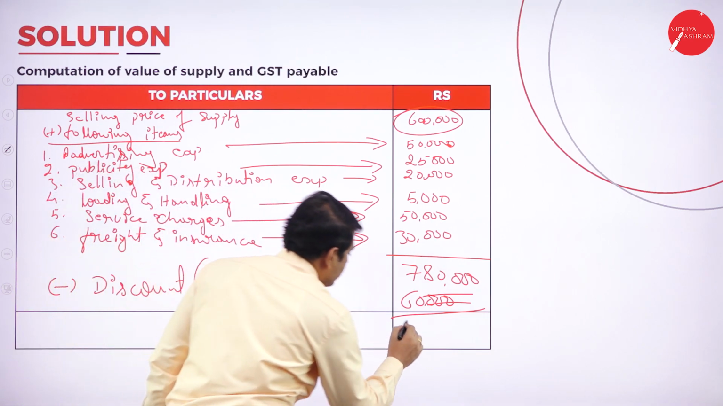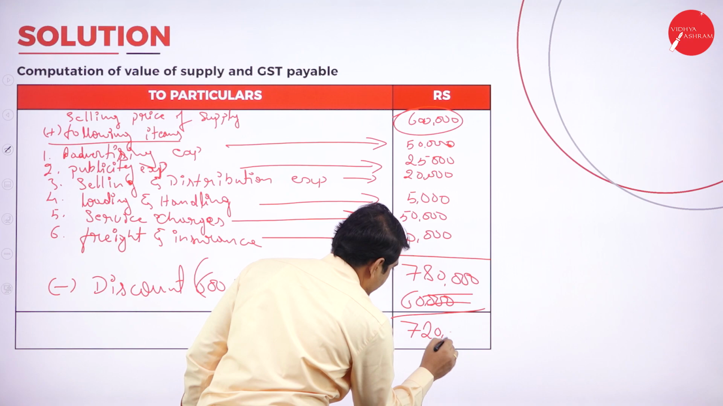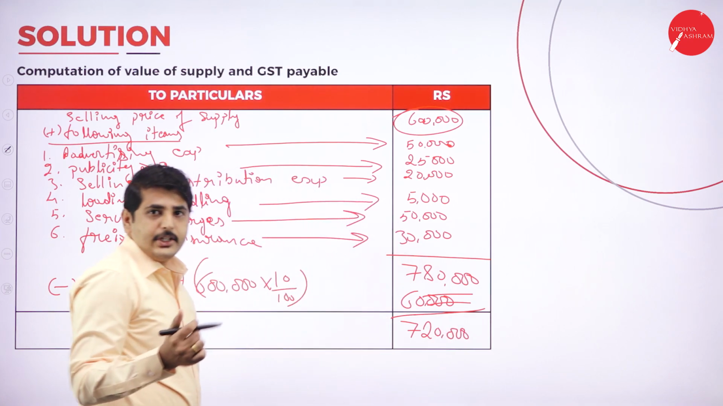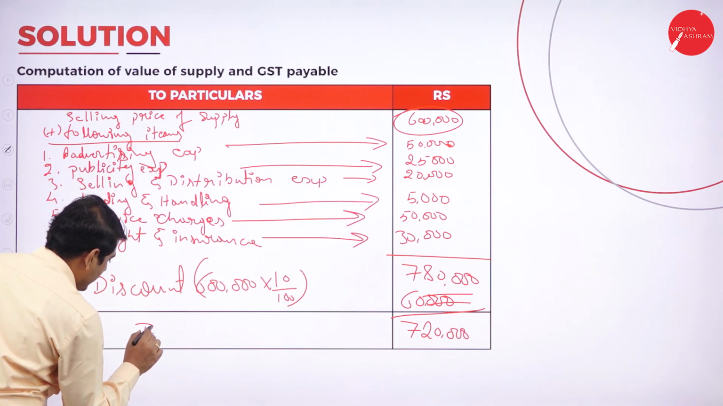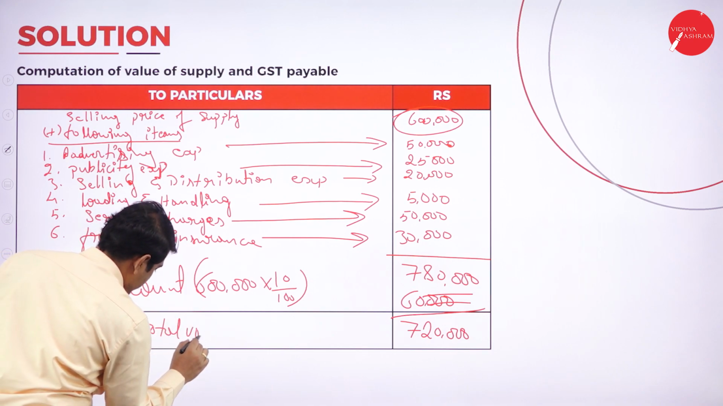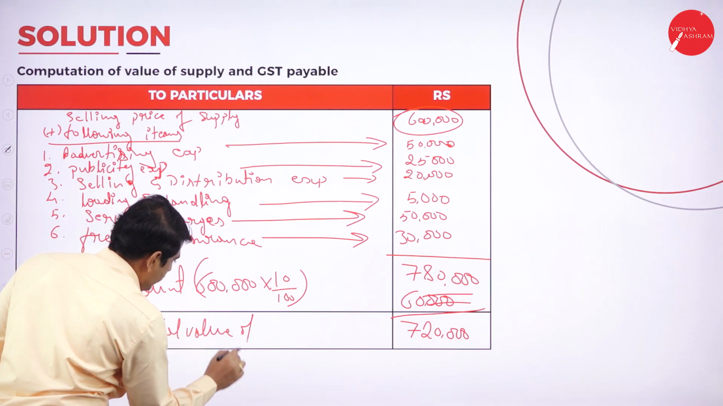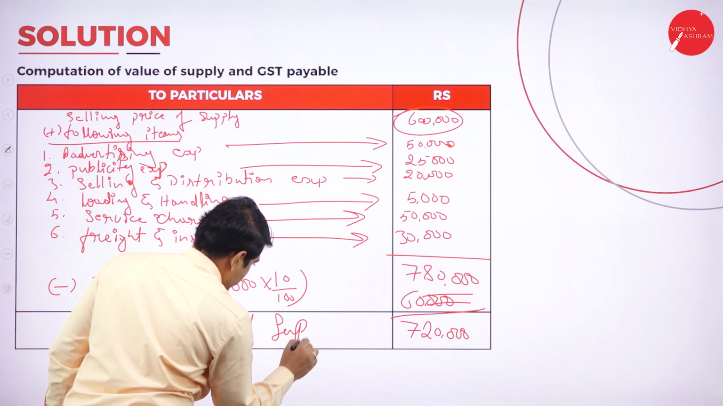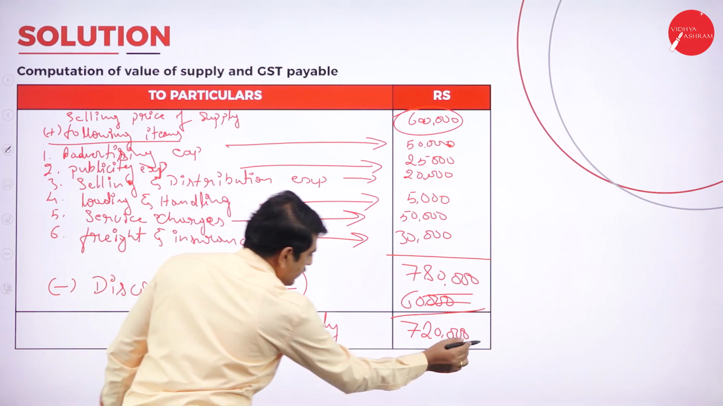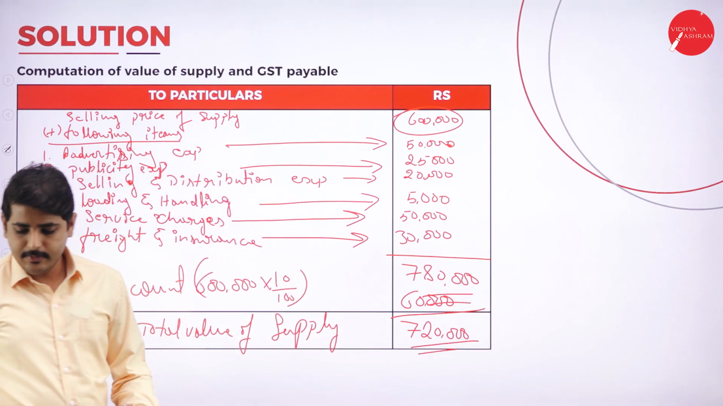So you'll get 7,20,000 as the actual total value of supply. Total value of supply is 7,20,000.